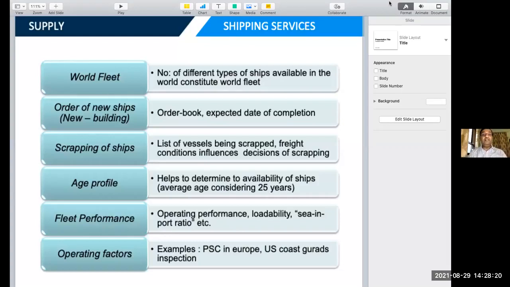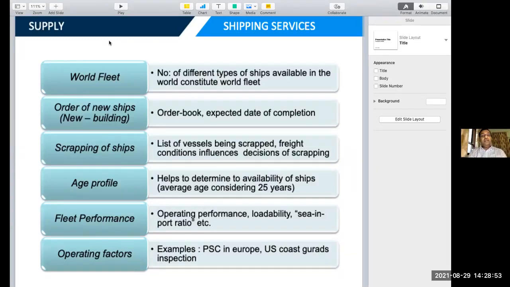Let's look at the world fleet. Now, when you say world fleet, what do you mean by world fleet? Of course, we are talking of merchant fleet over here. We are not talking of defense fleet. We are doing a course on shipping management. It is commercial shipping management. So we are only going to talk about the merchant fleet. Merchant fleet means the fleet which actually carries goods, from one country to another country.